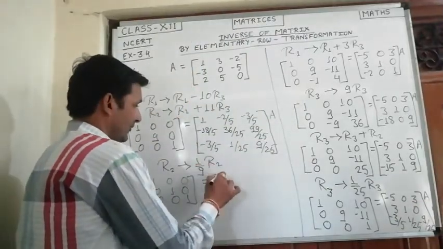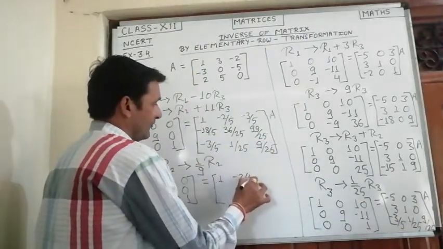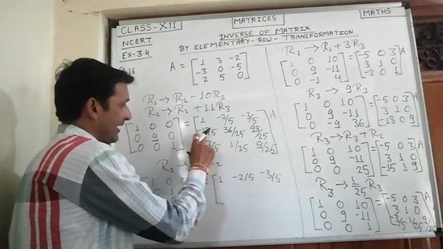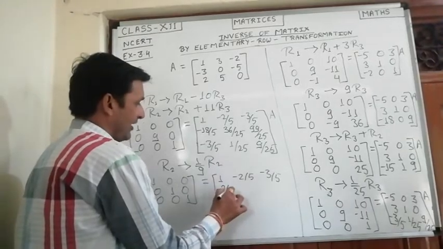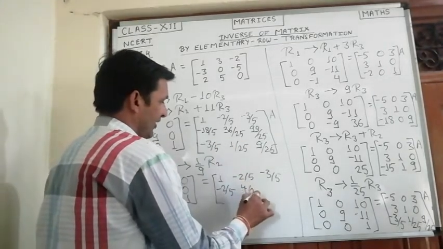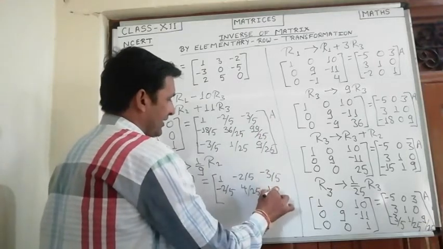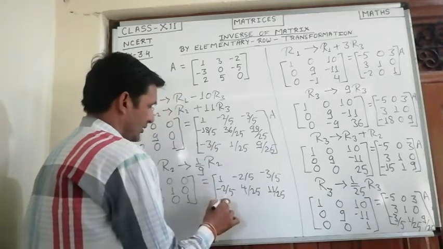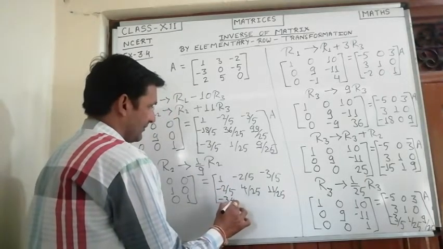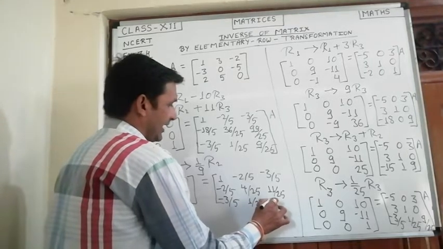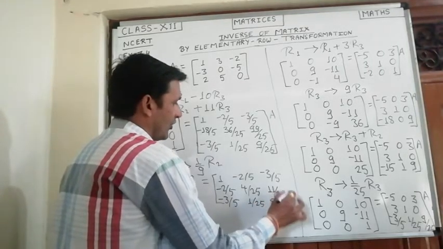Here it will be 1 minus 2 by 5 minus 3 by 5. Now here it will become, if we divide it by 9 then it will be minus 2 by 5. It will be 9 4 the 36, 4 by 25 and here it will be 11 by 25. Now here as it is minus 3 by 5, 1 by 25 and 9 by 25. So what will be our result?